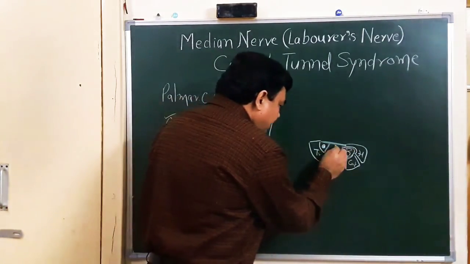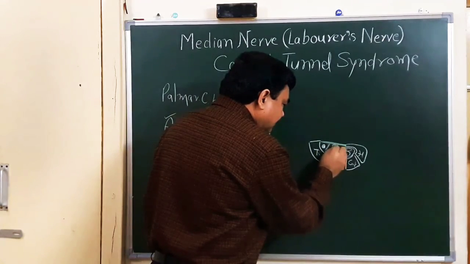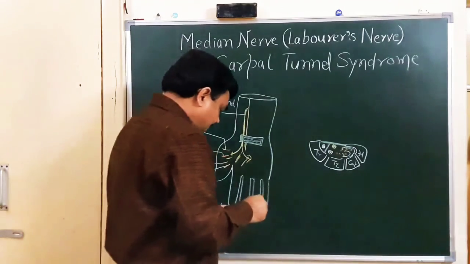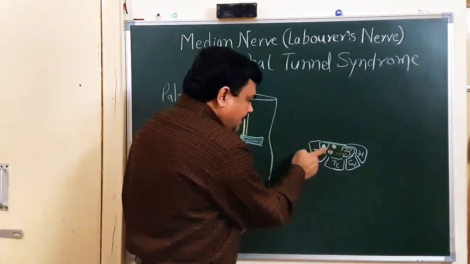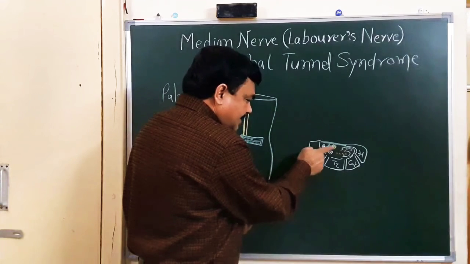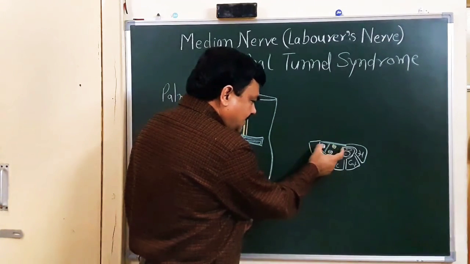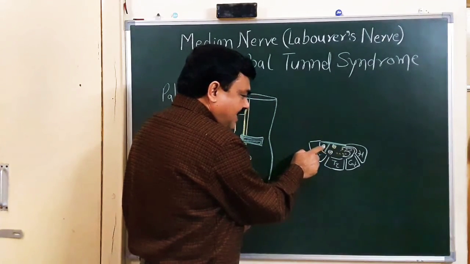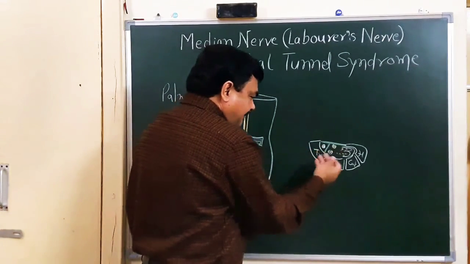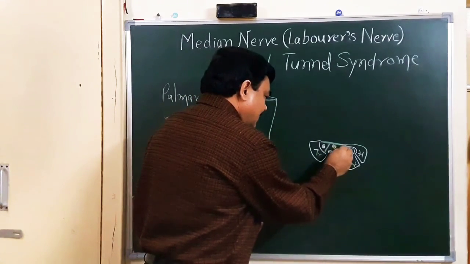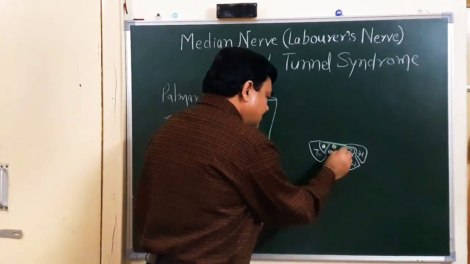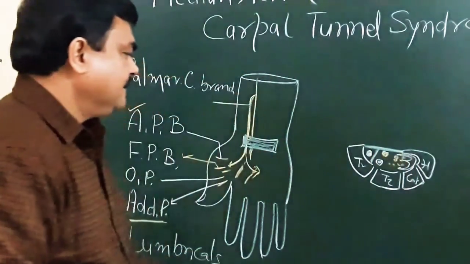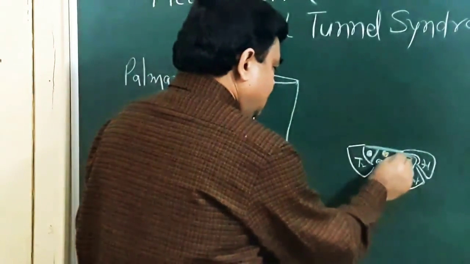Now the position of the median nerve is here. This is the median nerve. Here you can see the position of the median nerve. Laterally it lies between these two muscle tendons. That is, here is the flexor carpi radialis on the lateral side, and medially the flexor digitorum superficialis tendon for the middle finger.